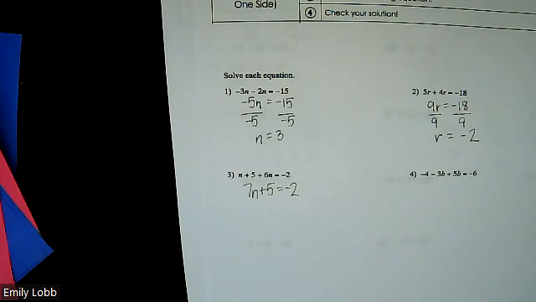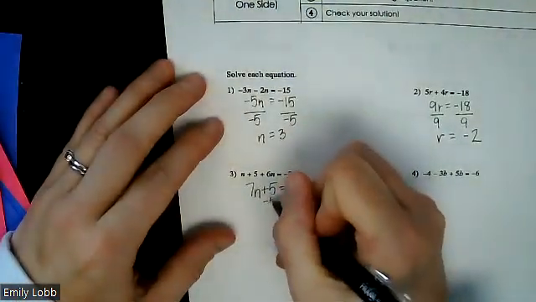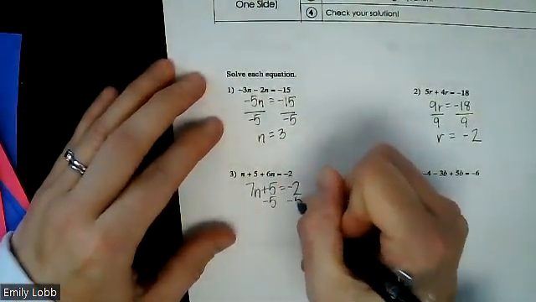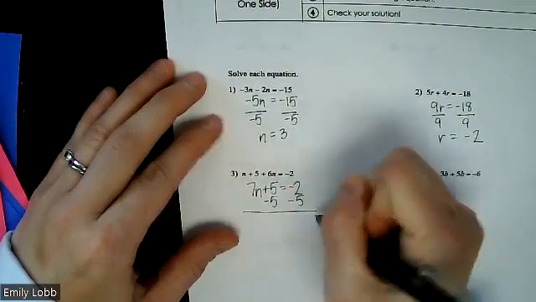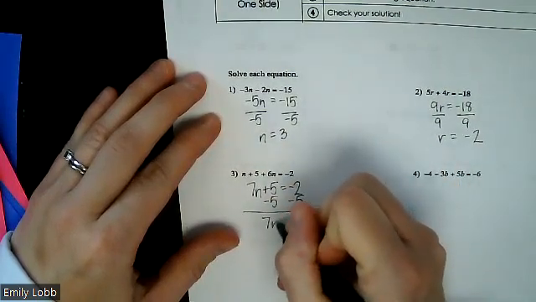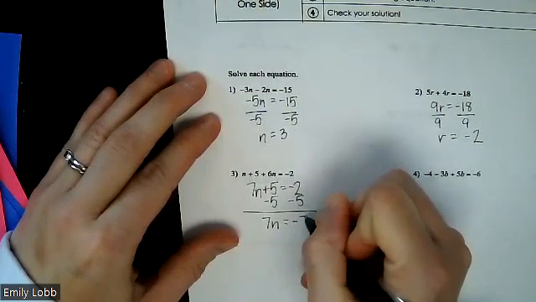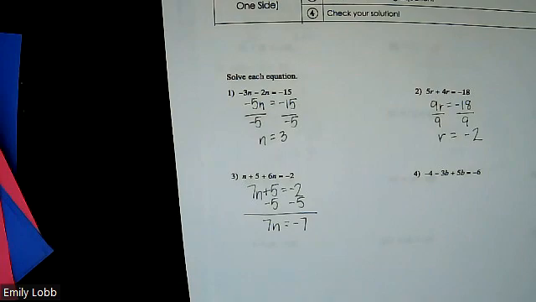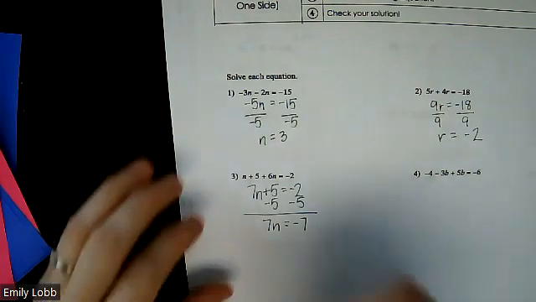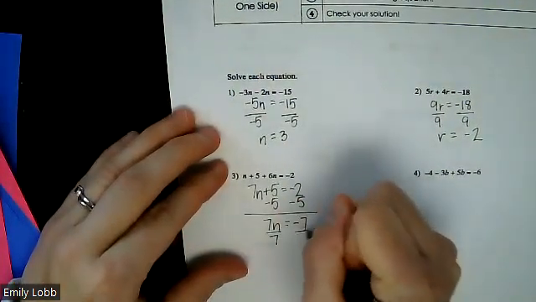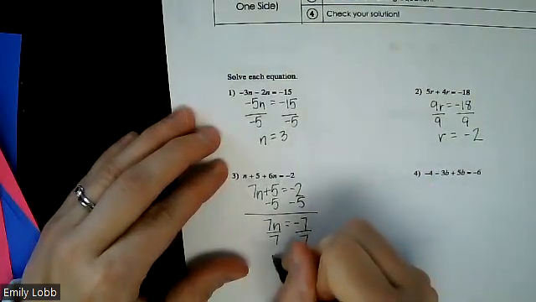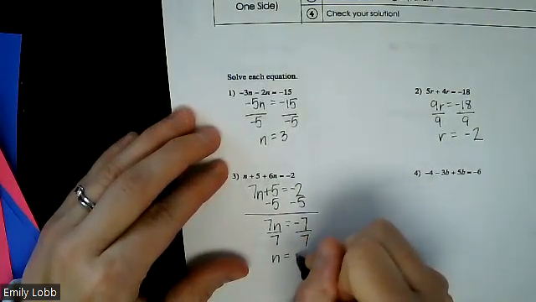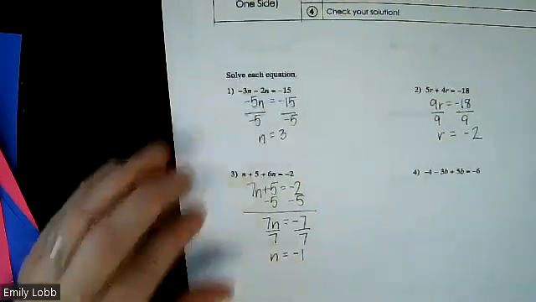Now, instead of a one-step equation, you have to solve this two-step equation. Seven n is equal to negative 7. So now I'm dividing both sides by 7. So n is equal to negative 1.